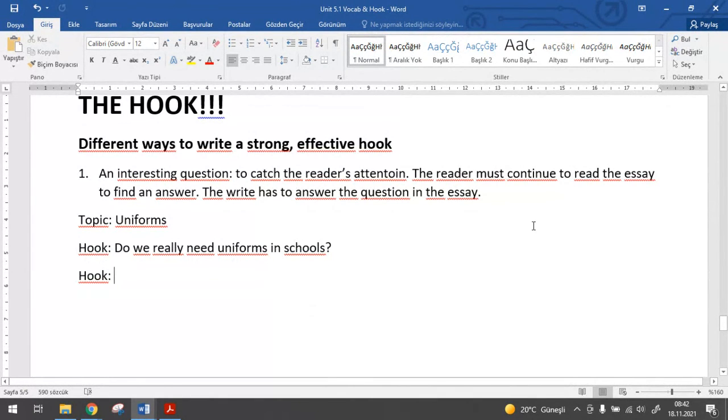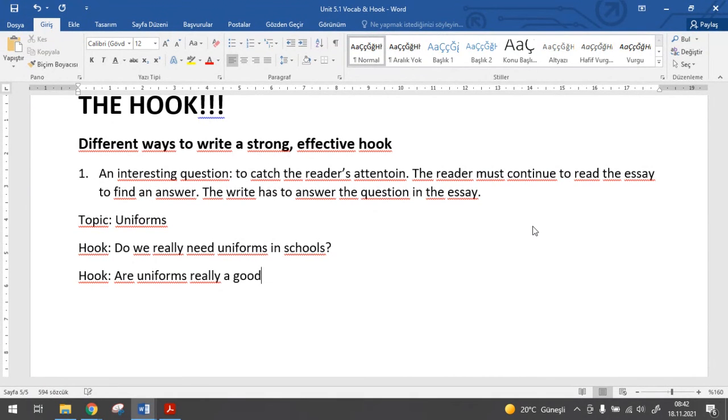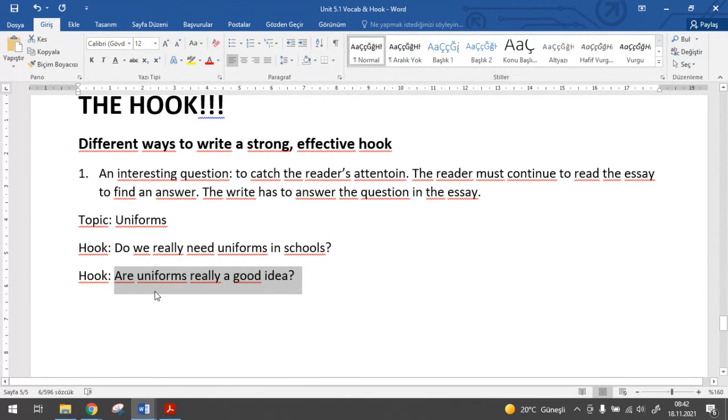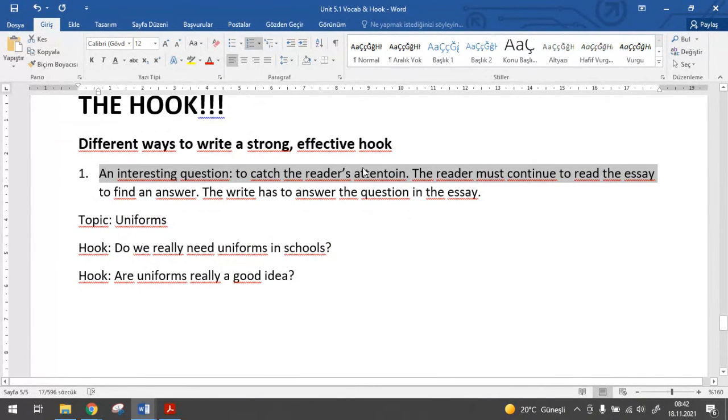So maybe another question, something like this. Are uniforms really a good idea? Okay. And you must answer these questions. Yes, they are a good idea, or no, they are not a good idea. So an interesting question is one way to write a hook, a strong and effective hook.